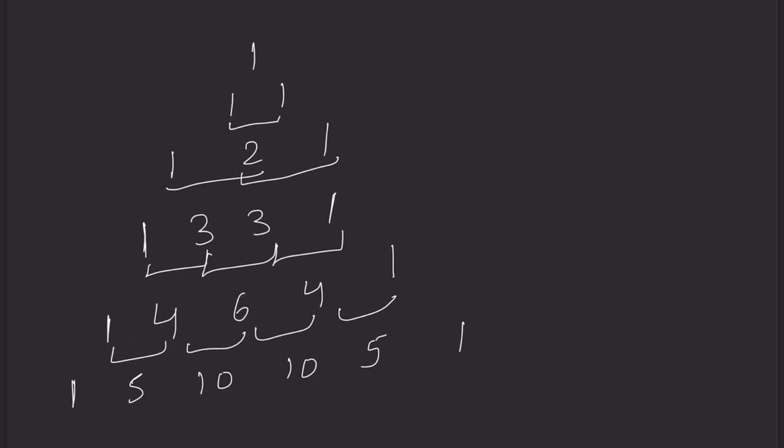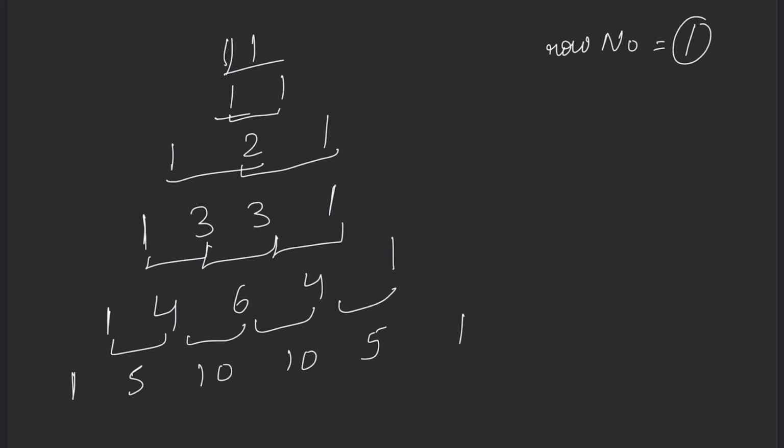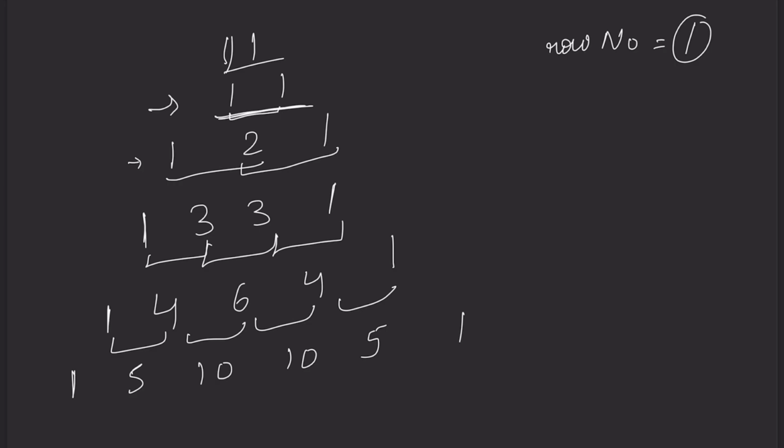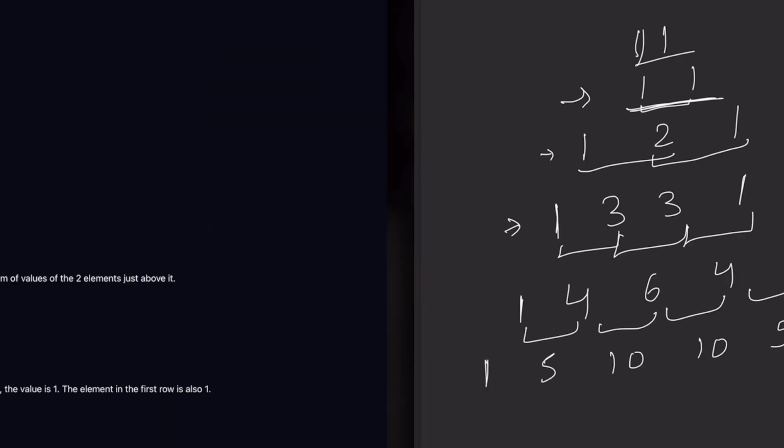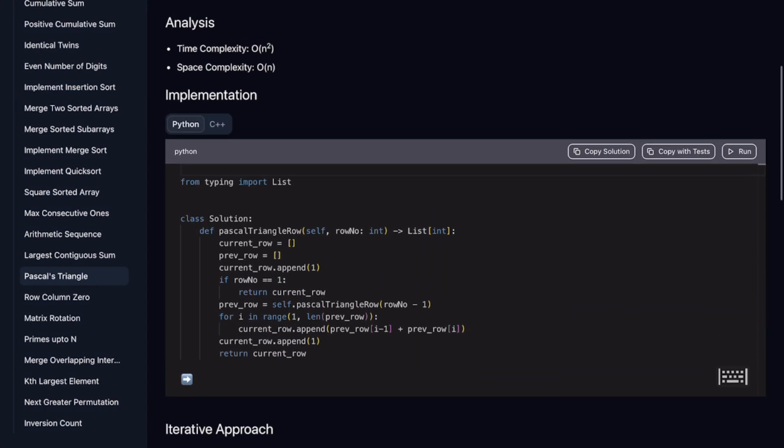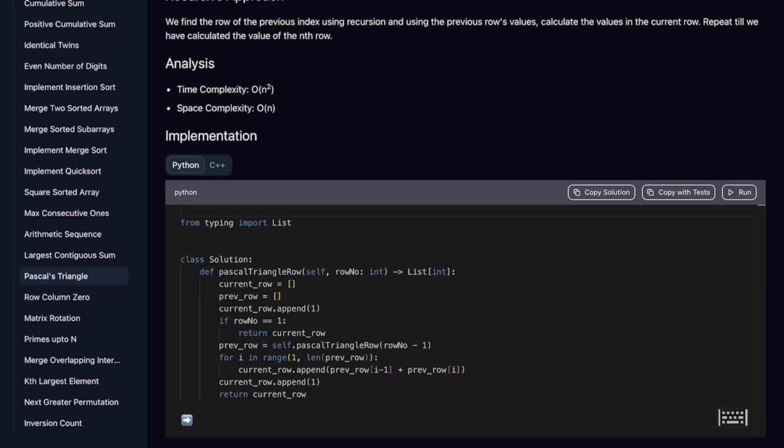In the problem, they are saying that we will give you the row number, and if the row number is 1, you have to return this array. If the row number is 2, you have to return the second row in Pascal's triangle. For 3, you have to return this 1, 2, 1. For 4, you have to return 1, 3, 3, 1. Okay. Now let us look at the approaches.